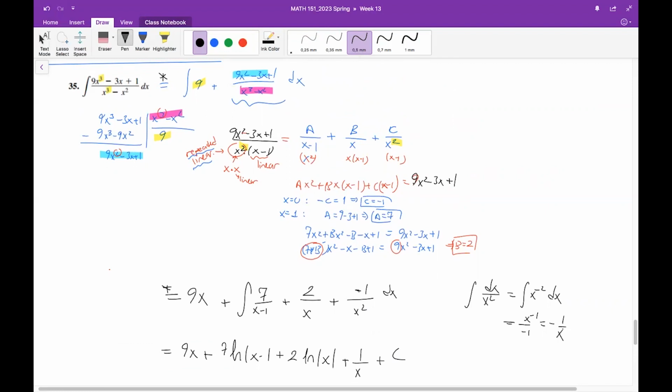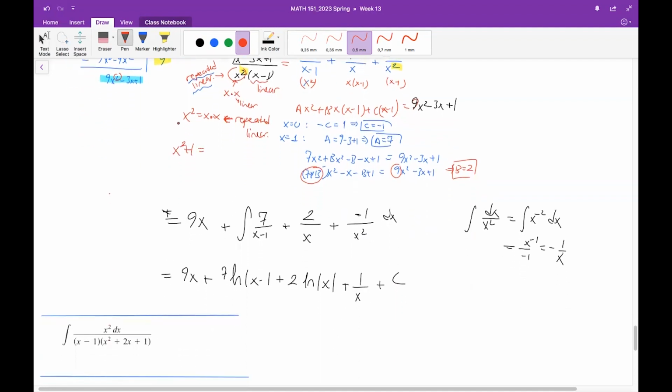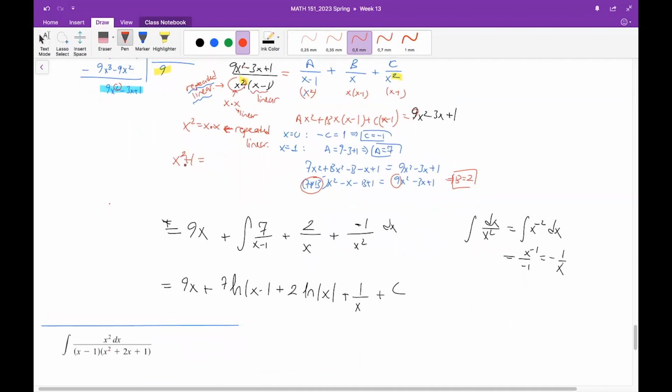If no questions, I want to add some detail here. We take x squared as a repeated linear factor, because it is decomposed like that into its linear factors, x. So repeated linear. But you should see the difference between x squared and x squared plus 1. This cannot be decomposed anymore.